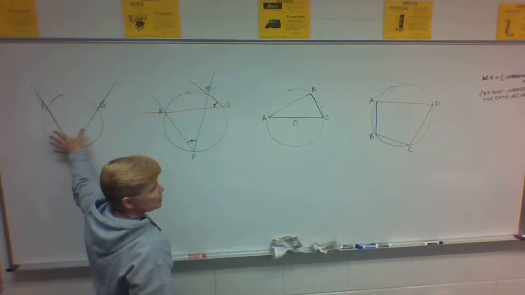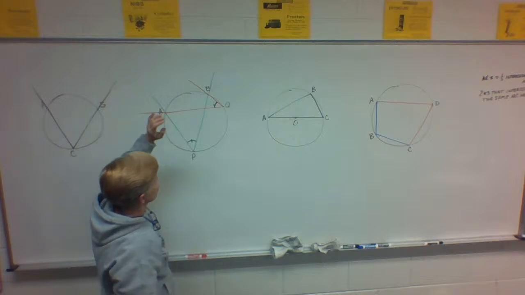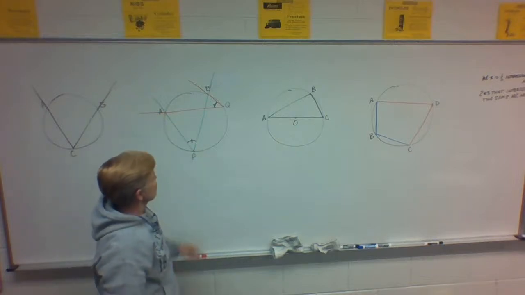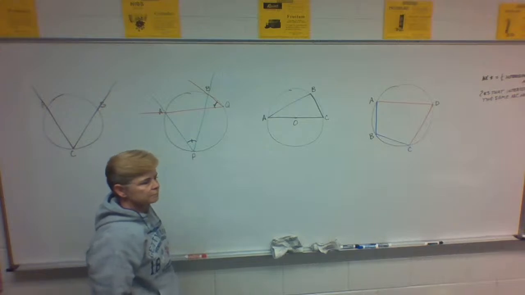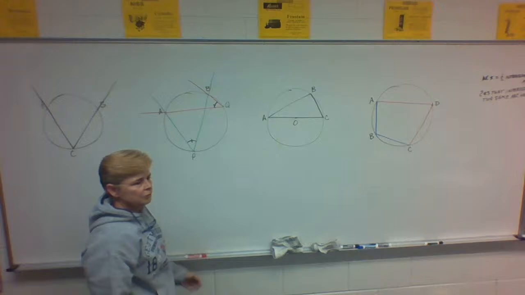The main theorem is this, that an inscribed angle is half of its arc. This is a corollary that leads right off of it. If you intercept the same arc with two different angles, those angles have to be the same size. Does that make good sense? Mm-hmm. Ready for the next one? Yeah. So we're okay there, right?